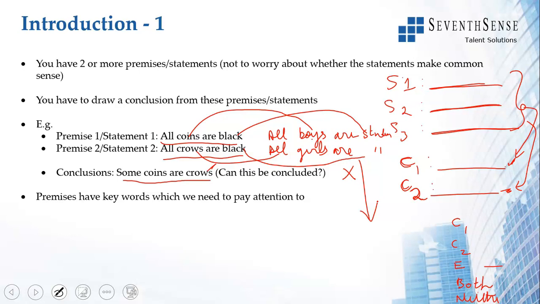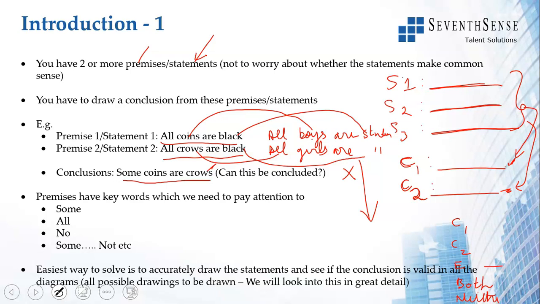Some keywords that you will have to worry about in the statements, premises or statements: more often they are used as statements, but the keywords are some, all, no, some not. These are at least the four keywords in the statements. Even in the conclusions these words are used. One more keyword that you have to be careful about is possibility. We will look at that in a subsequent lesson. Possibility is also a keyword that you have to keep your eyes open for.